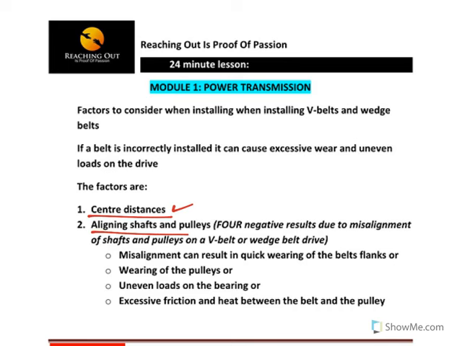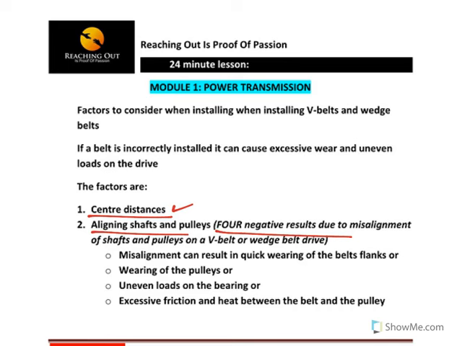Remember, there is an exam question here that you must also remember. It says: 4 negative results due to misalignment of shafts and pulleys on a V-belt or a wedge belt. What are the negative effects of those two misalignments that we looked at?